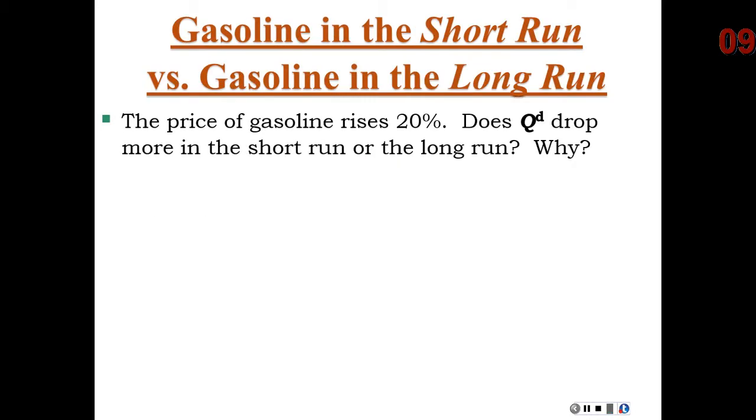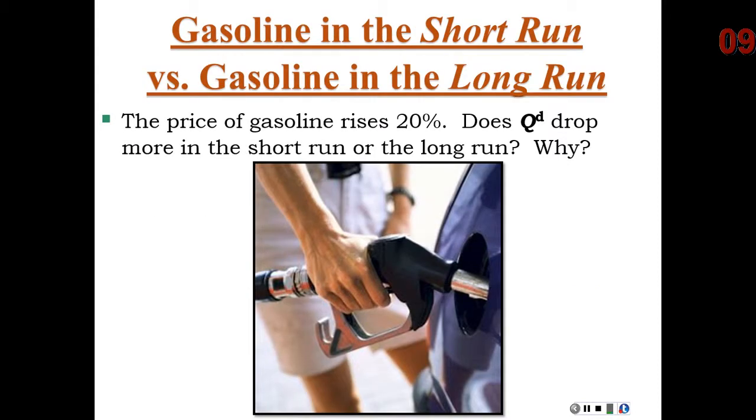Next one. Gasoline, speaking of gasoline, in the short run versus gasoline in the long run. So if the price of gasoline went up by 20% today, how would that impact quantity demanded versus if the price of gasoline rose by 20% and stayed there for the next 6 months or 12 months? When would we expect to see the larger drop in quantity demanded: in the short run, today, or in the long run?